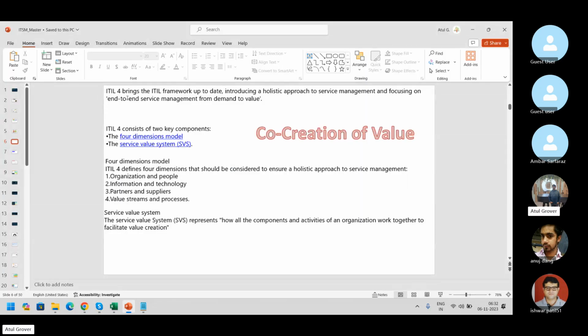So ITIL4 says end-to-end service management, from demand, what is the demand in the market, and what value they want to be achieved. This is what I understand.